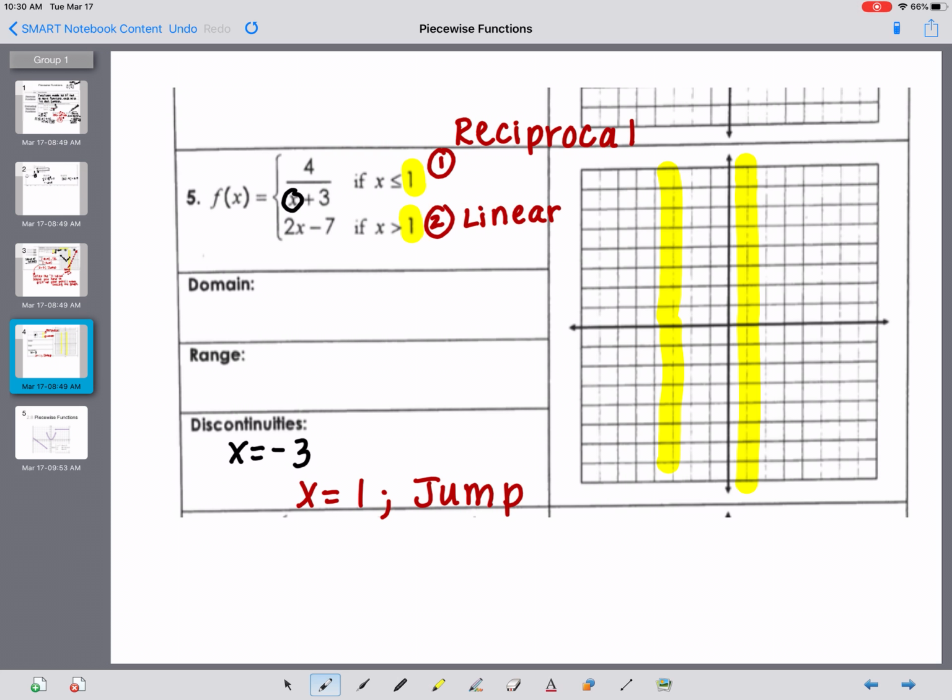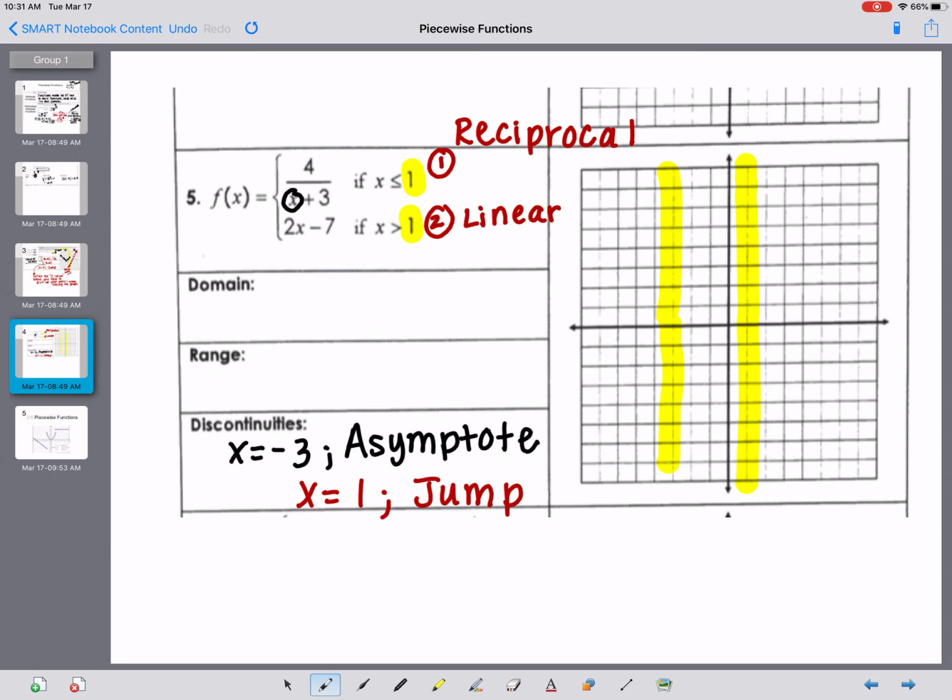For reciprocal functions, this is not called a jump because it's not jumping at the value of -3. It can't be -3. This has a special name, and it's called an asymptote. Okay, it's called an asymptote.